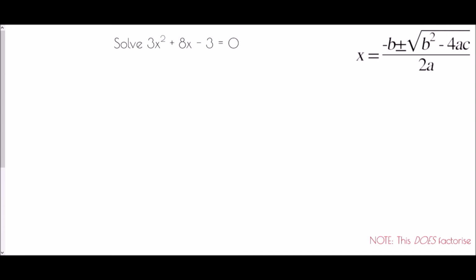Now I have just made a note here. This does actually factorise, so if we wanted to, we could have factorised this expression and we would have gotten exactly the same answers. But in this case, all we need to do is we need to just identify what a, b and c actually are. So in this equation, a is the number that's in front of x squared, and so it's 3. B is the number that's in front of x, and so that's 8. And c is the number that is at the end, and so that is negative 3.